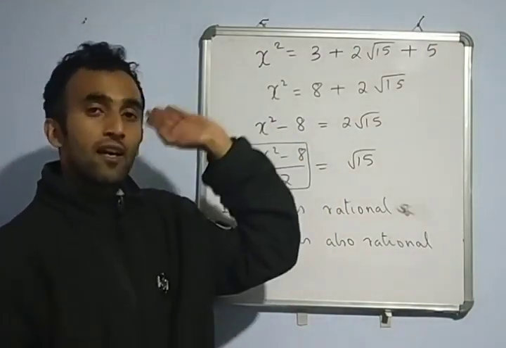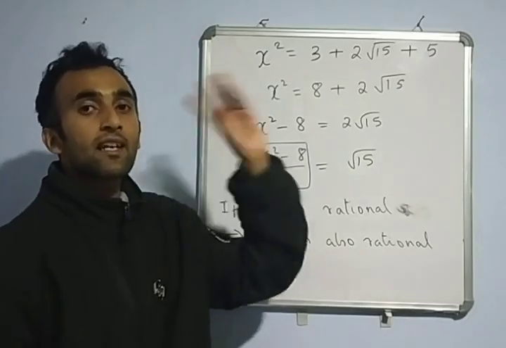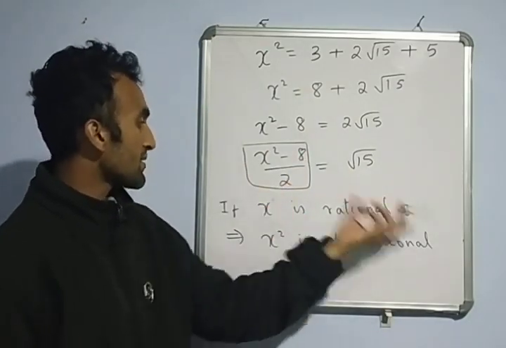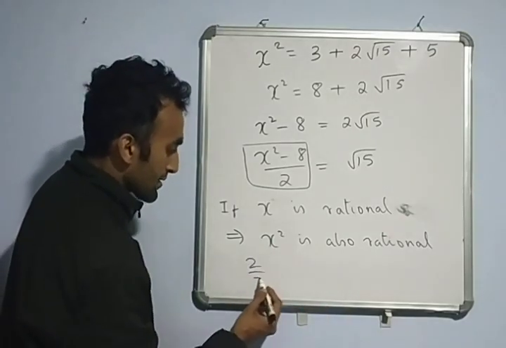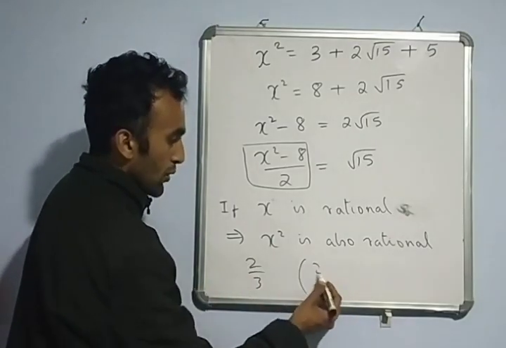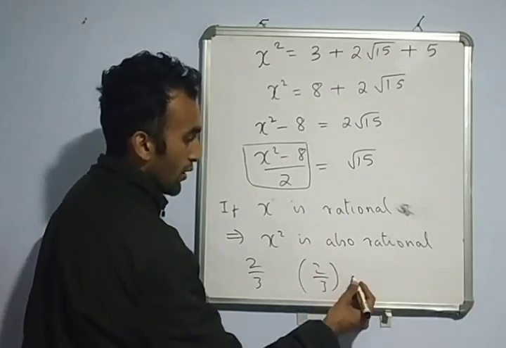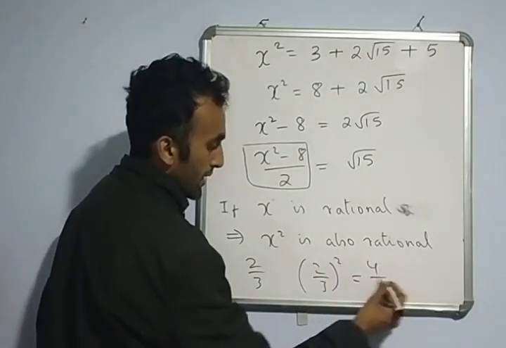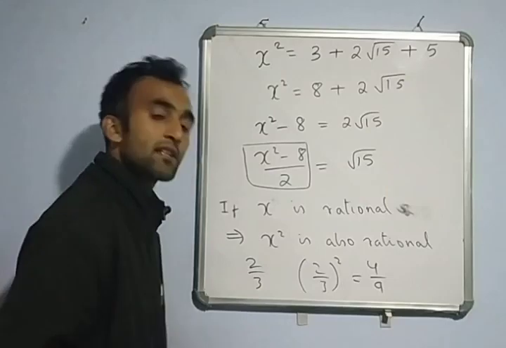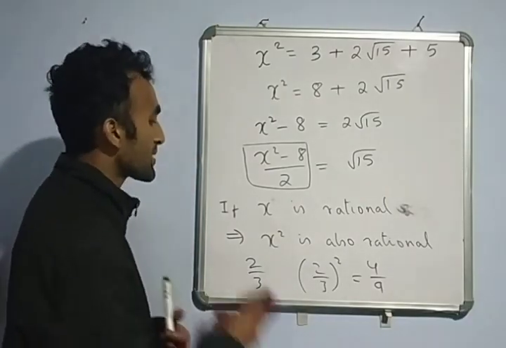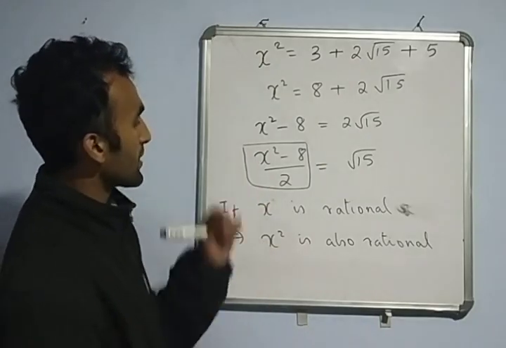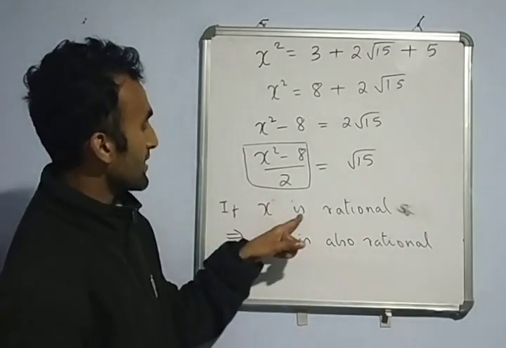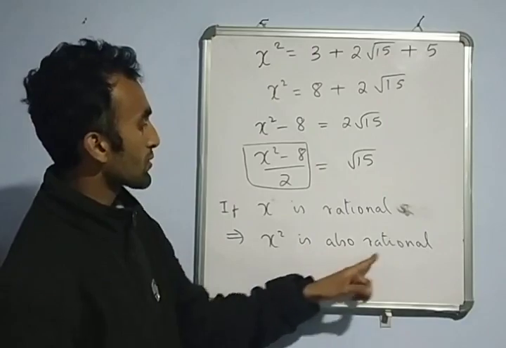x is rational. I already assumed that assumption. Let x be rational. If x is rational, x square is also rational. That is for sure. See, 2 by 3 is rational, no? Now square it up: 2 by 3 squared is 4 by 9, which is also rational. So that's just an assumption. Why do I have to use x square? Because x square is here, no? That's why. If x is rational, x square is also rational.